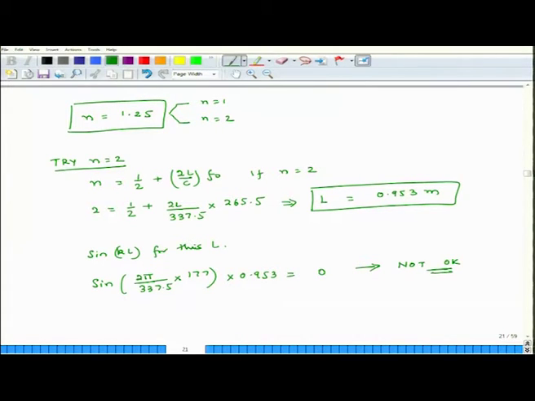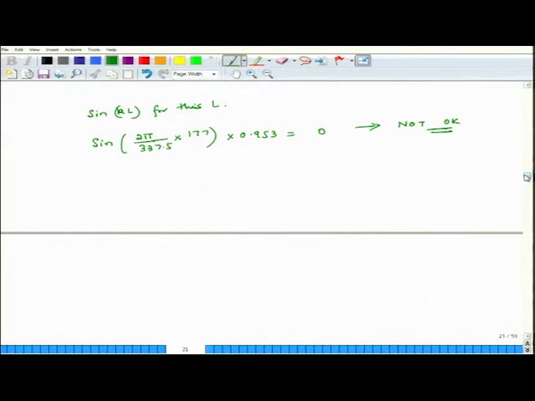So, the next thing we do is we try n is equal to 1, because if this term is 0 for 177 hertz, essentially what it will mean is that 1 over alpha at 177 hertz will be 1, which means transmission loss will be 0. So, that does not meet our requirement of minimum 6 decibel attenuation.